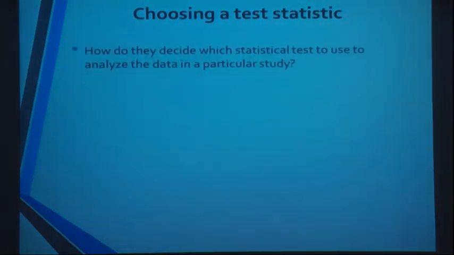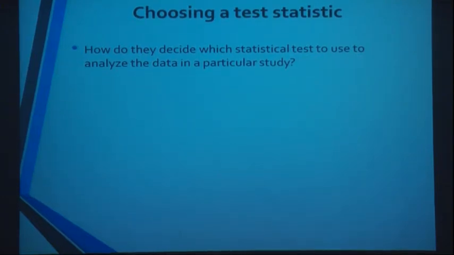All right, so first thing, before we get into the actual statistics themselves, we need to look at how do people who write articles or do studies, how do they decide which statistical test to use to analyze the data in a particular study? Okay, you ever wonder why a t-test versus an ANOVA versus a correlation? Okay, what do we use? What do we choose? What helps you choose? What's the #1 thing that drives what analysis you should use?